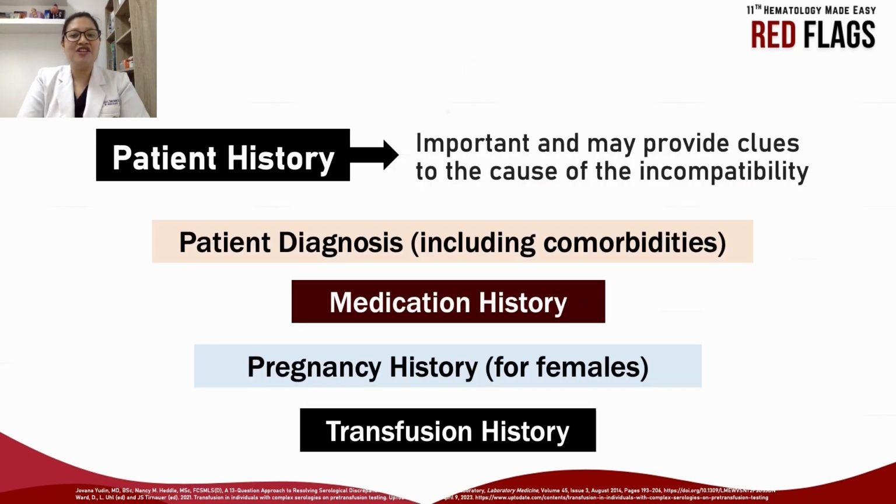The patient's medical history is very important and may provide clues to the cause of incompatibility. It is helpful to know the diagnosis of the patient because certain serological problems are more common with particular diseases. Second would be knowing the patient's medication history. For female patients, it is important to ask regarding their OB history, in particular history of pregnancy. And lastly, history of previous or recent blood transfusion.